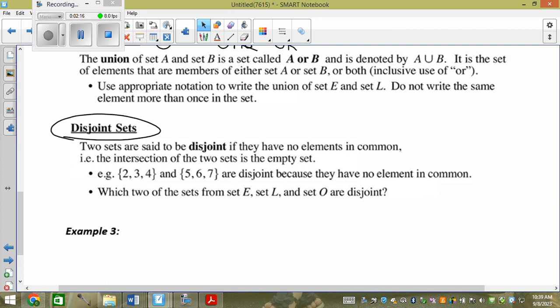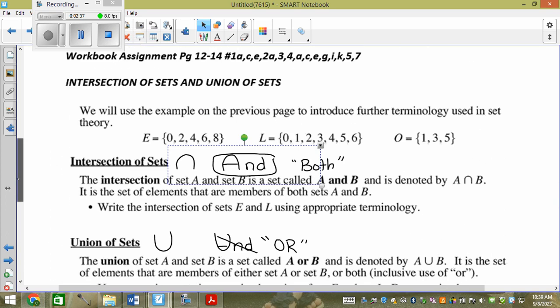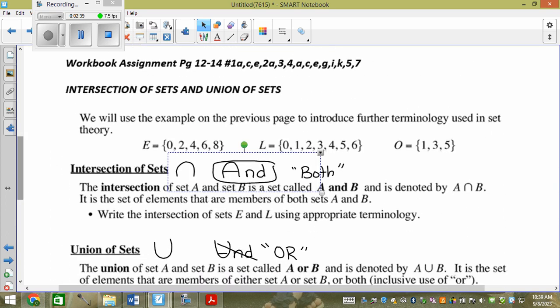So if my set that I gave you was English 30 and my other set was Math 7, then it was disjoint. There's no one in this class in English 30 and Math 7, right? Disjoint, empty set. So here was an example. 2, 3, 4, 5, 6, 7 are disjoint because they have nothing in common. Which of the above sets, E, L, or O, are disjoint? Are there any of them that have nothing in common?